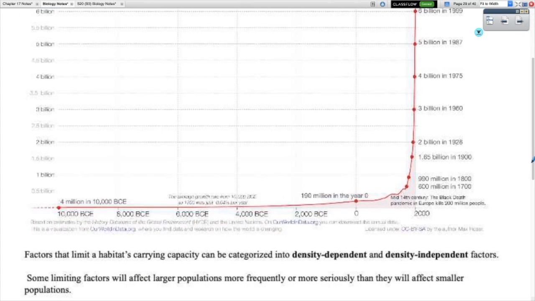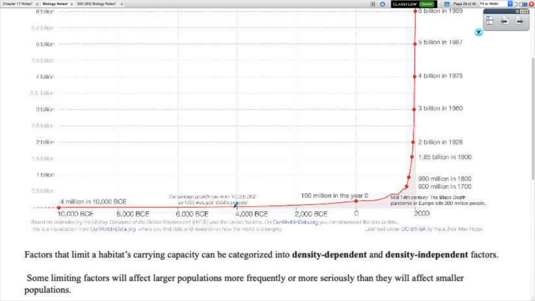So what you have here on the x-axis is time. On the y-axis, you have population. So this goes back to 10,000 BCE when the population of the entire Earth was 4 million, okay? 4 million with an M, 10,000 years ago. Go forward 4,000 years, basically no change. You can hardly see it.